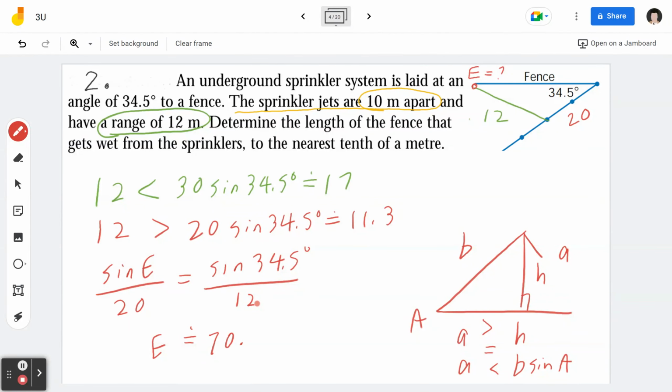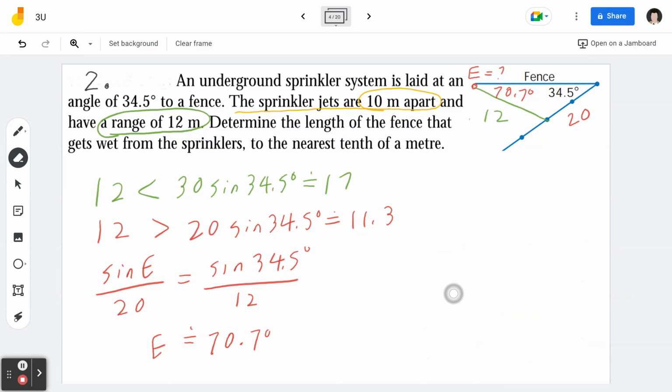Now it says round to 1 decimal place. So it's 70.7363461. I'm going to round it to 70.7 degrees. So I'm going to go back and label this. This is going to be 70.7 degrees. I'm also going to erase this note that we had earlier from the right bottom corner. So the angle E is approximately 70.7 degrees.